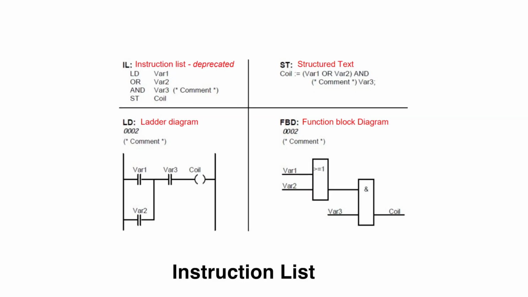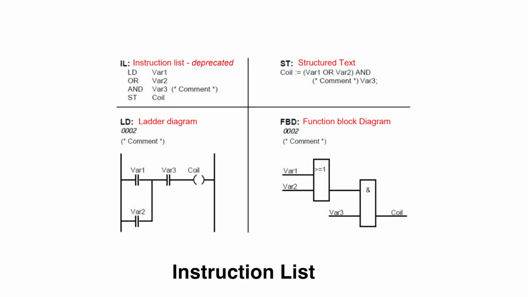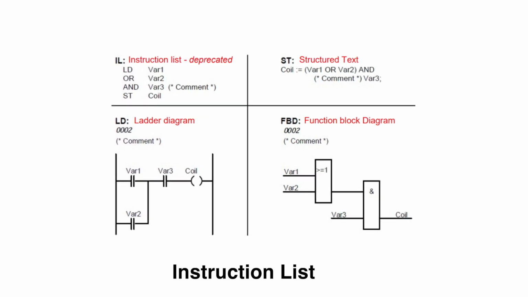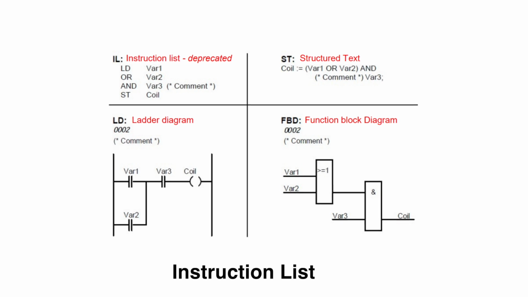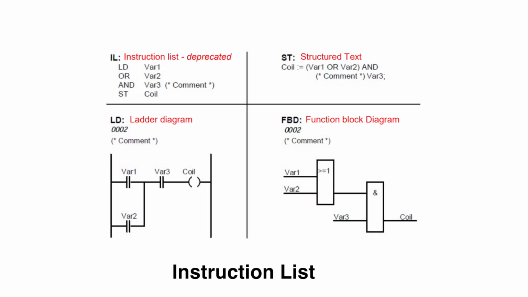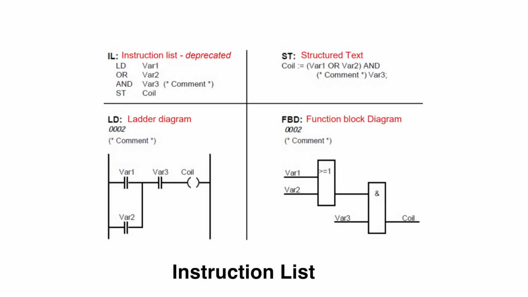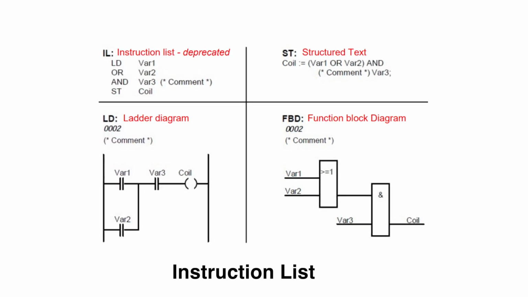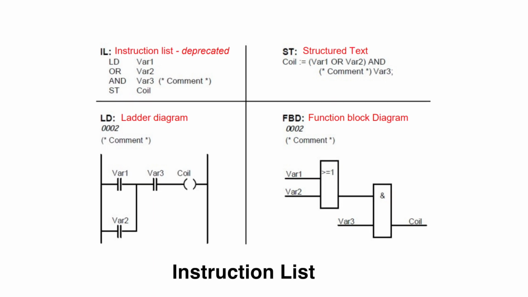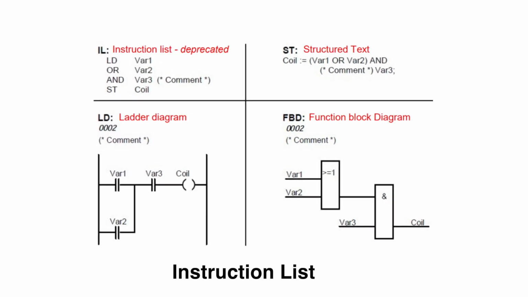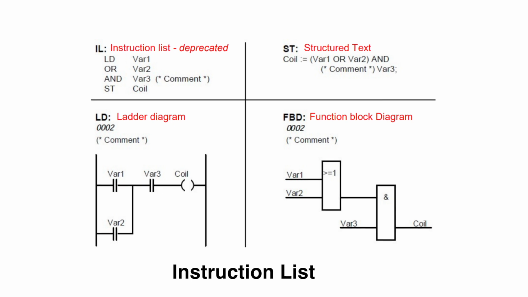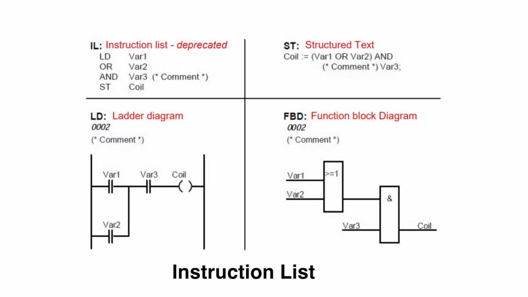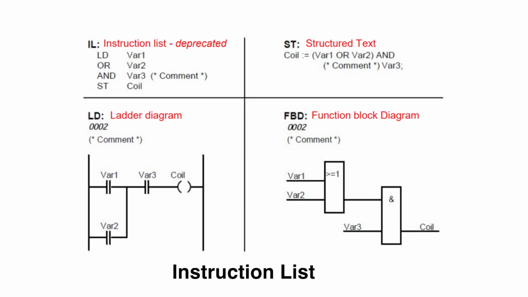Next is the Instruction List. It is a low-level textual programming language and it is similar to assembly language programming. It consists of a series of instructions which are executed in a sequential manner. It is mainly useful for simple, low-level control tasks, though it is less commonly used because it is complex in nature and also not user-friendly, and also due to the availability of more user-friendly languages nowadays, it is less commonly used.